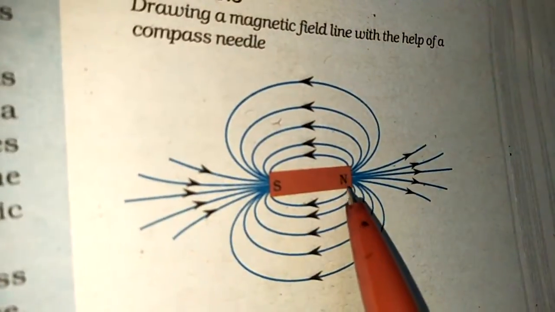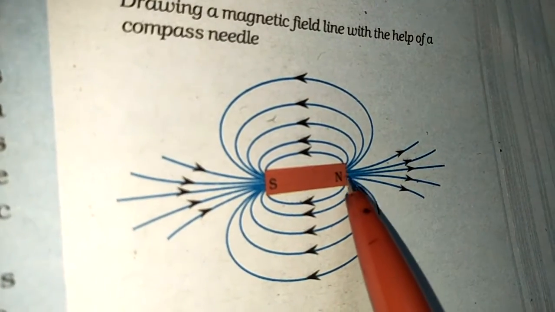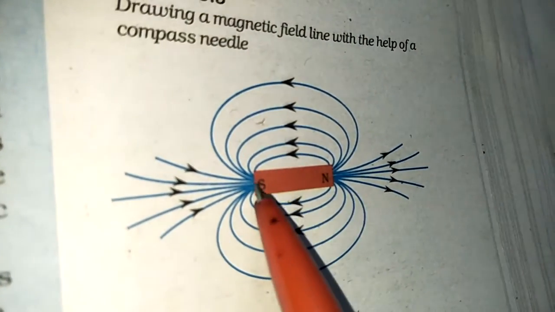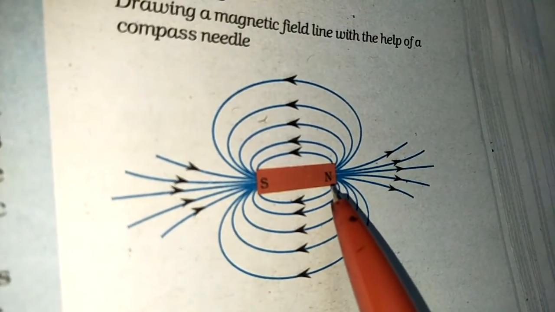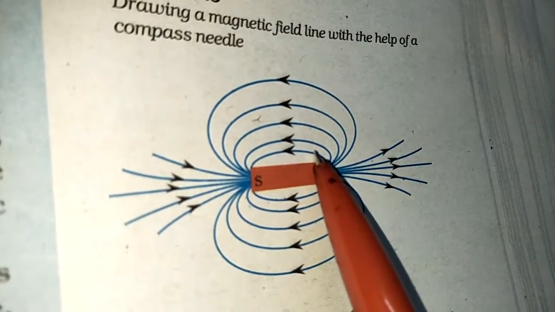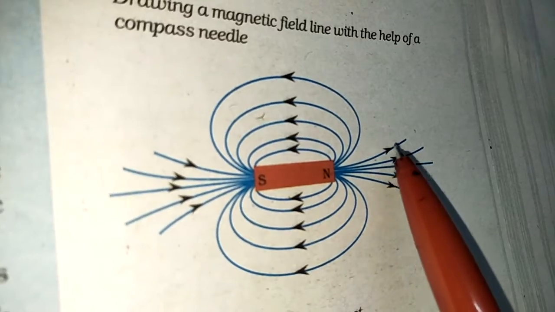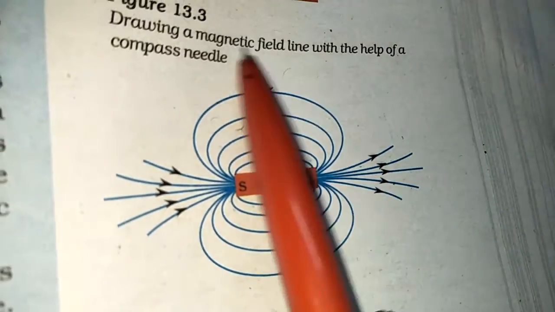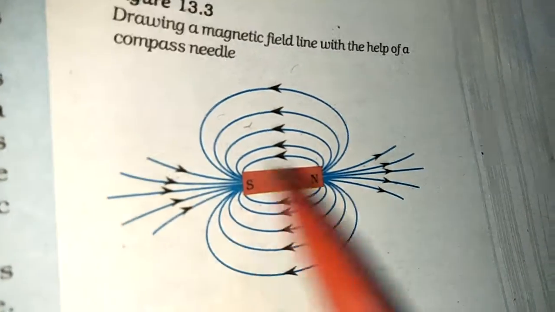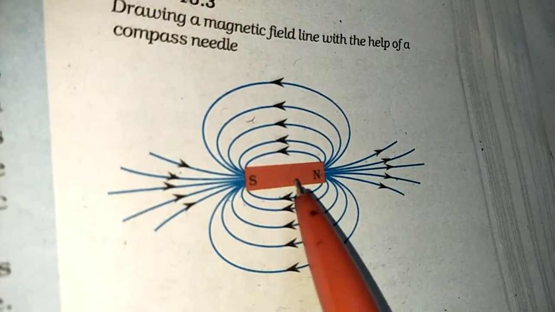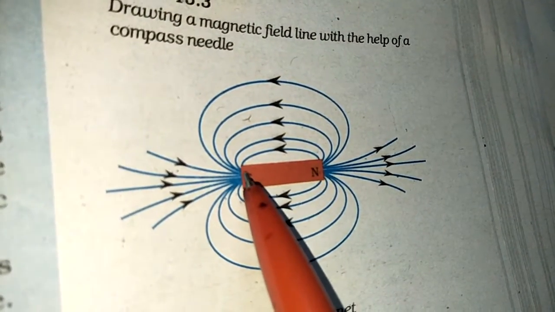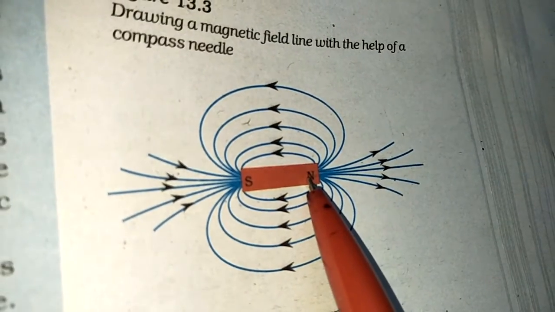Now if you observe these field lines properly, you can see that all the field lines are going from north to south direction outside the bar magnet. Here you can see it's going from north to south, here also it's going from north to south. If I complete this circle also, it will go from here to here like this. That's from north to south. And inside the bar magnet, these field lines continue from south to north direction.